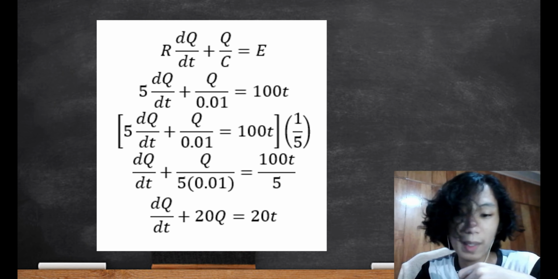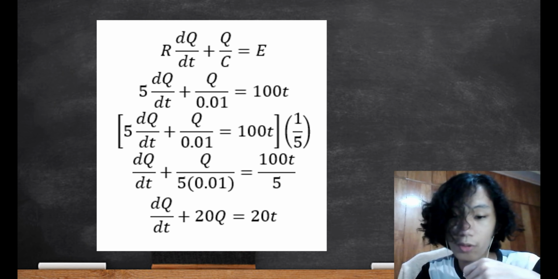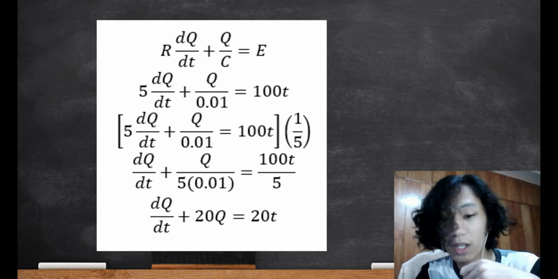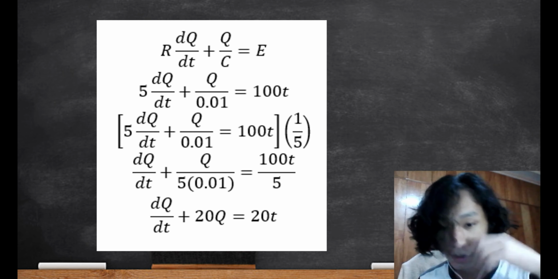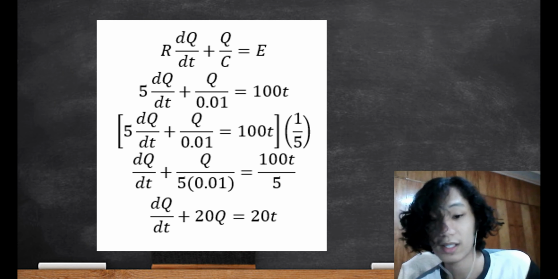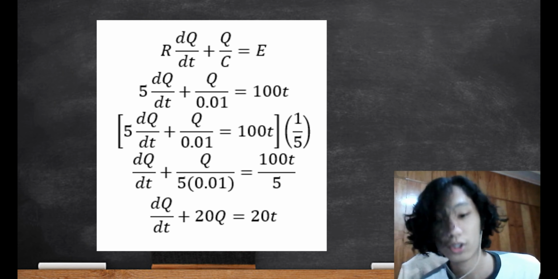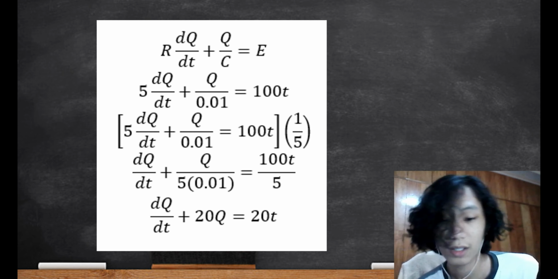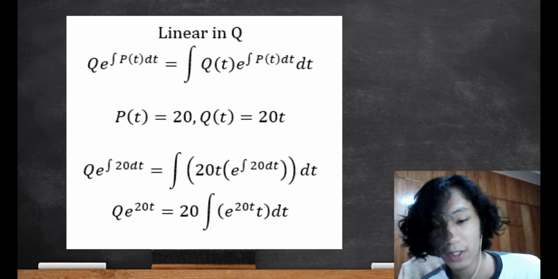So simplifying that equation, we will get dq/dt + 20q = 20t. As you can see, this differential equation is now a linear differential equation. So we will use our knowledge in solving linear differential equations. This differential equation is linear in q.